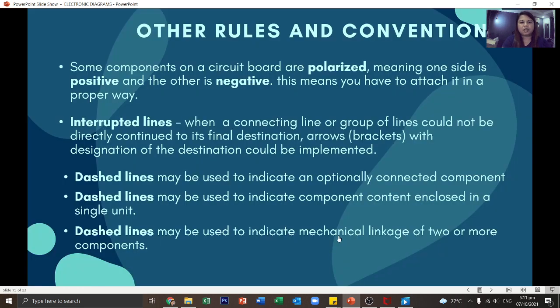Some rules and conventions. Some components on the circuit board are polarized, meaning one side is positive and the other side is negative. This means you have to attach it in a proper way. So there are components that have polarity. Can you name some components with polarity?